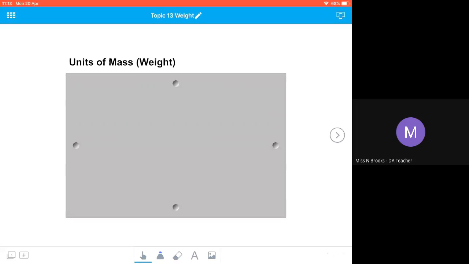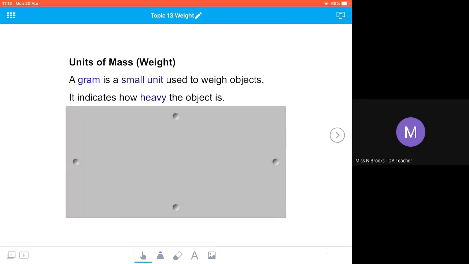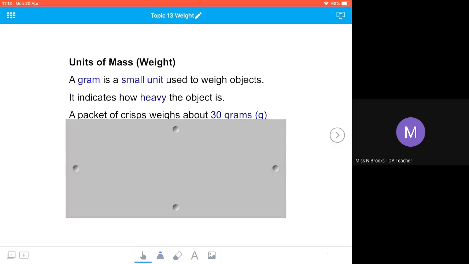So now we're going to look at units of mass, or how heavy things are, and the units that we're going to use to weigh those things. So a gram is a small unit used to weigh objects. It indicates how heavy the object is. And so that you can put it into perspective, a packet of crisps weighs about 30 grams.